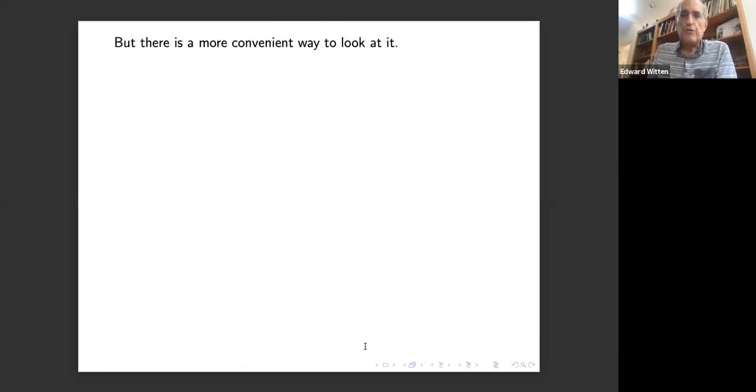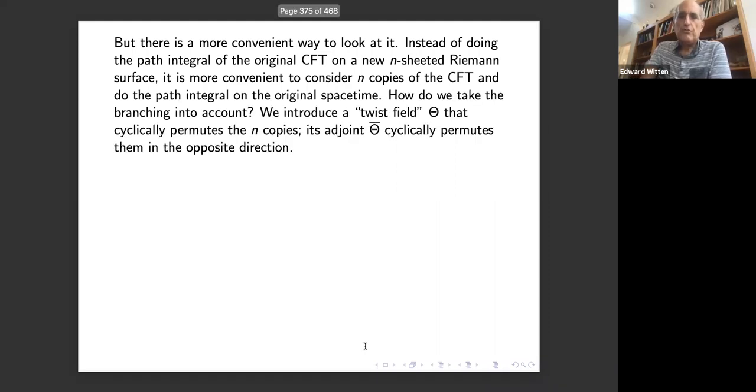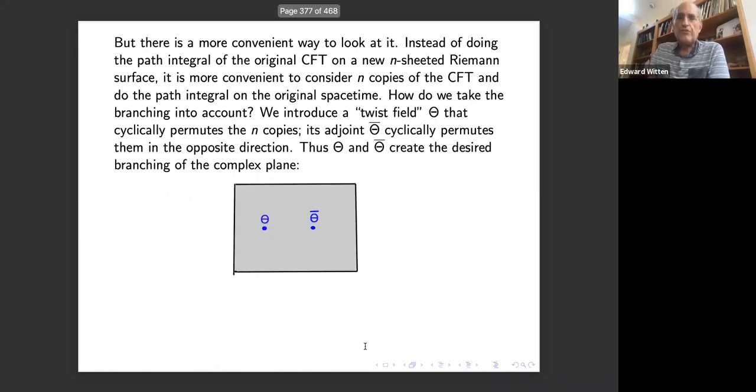But there's a more convenient way to approach this. Instead of doing the path integral of the original CFT on a new n-sheeted Riemann surface, we take n copies of the CFT and do the path integral on the original spacetime. How do we take the branching into account? We introduce a twist field theta that cyclically permutes the n copies. Its adjoint theta bar cyclically permutes them in the opposite direction. So theta and theta bar create the desired branching of the complex plane.